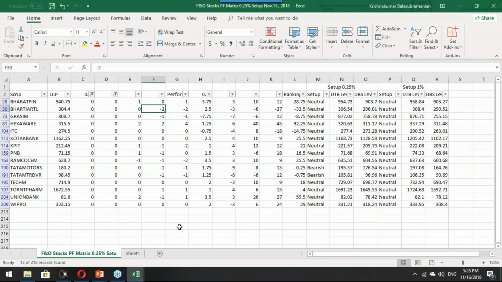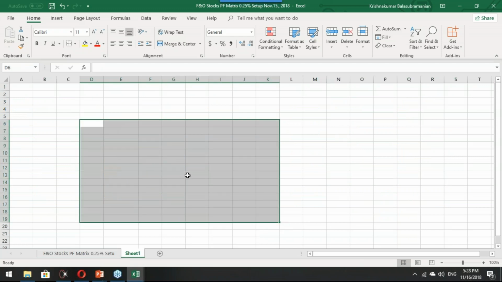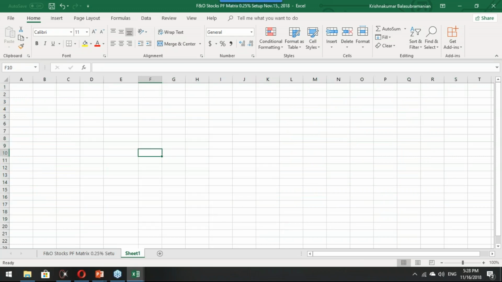So we have talked about the first combination wherein 0.25% and 1% box size. We talked about a score of not equal to 2 in 0.25% and a score of 2 in 1% box size.